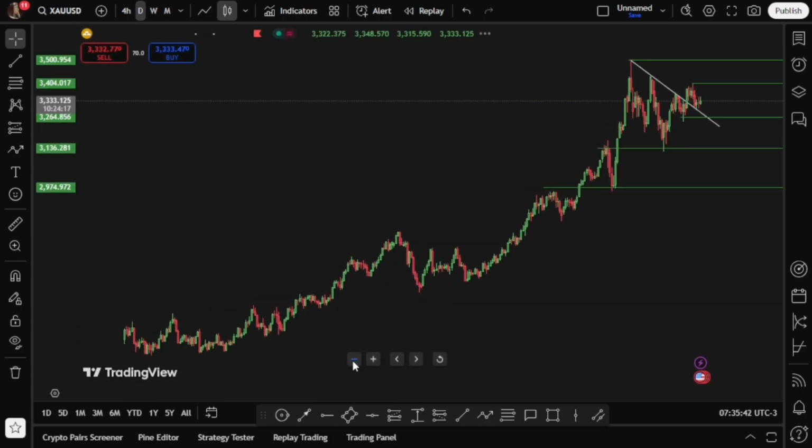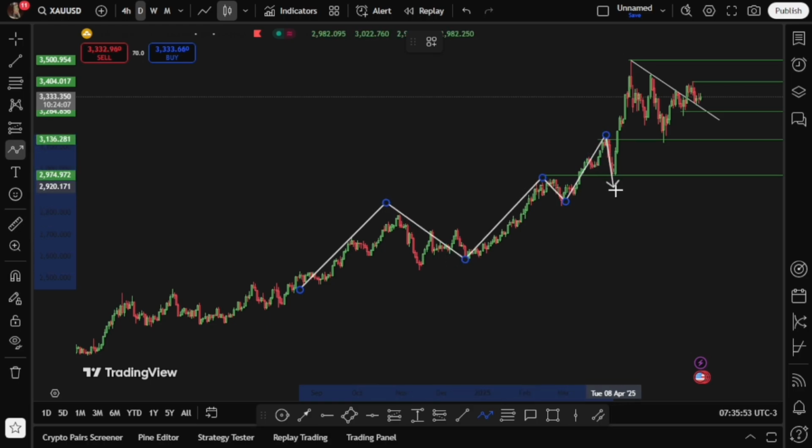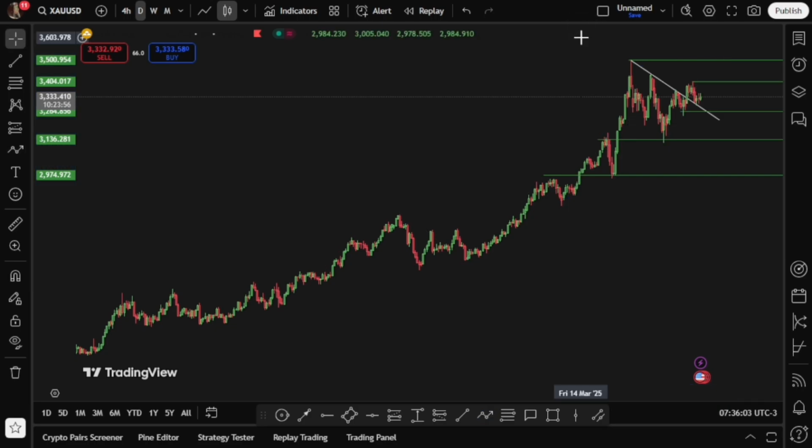On the daily time frame, gold is creating a higher high, a higher low, a higher high, a higher low, a higher high, a higher low, a higher high, and gold has created a higher low and is ready to push to the upside.